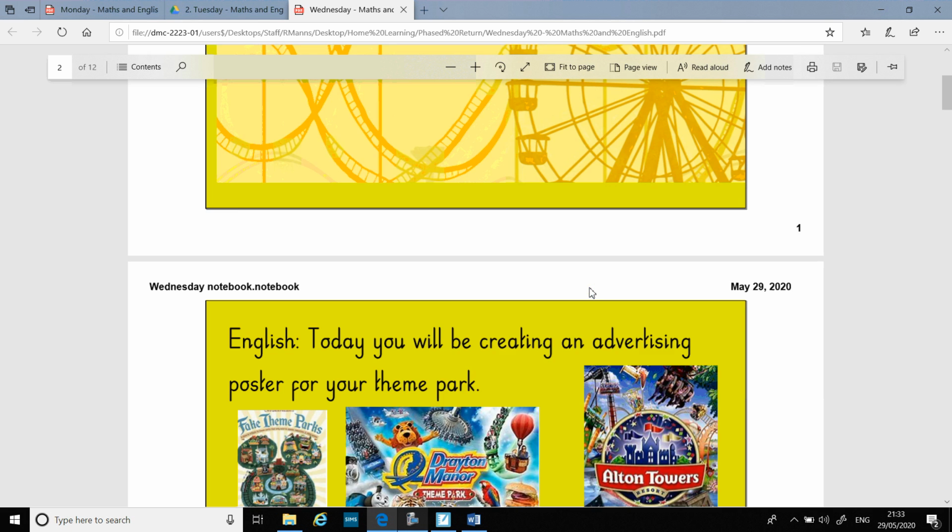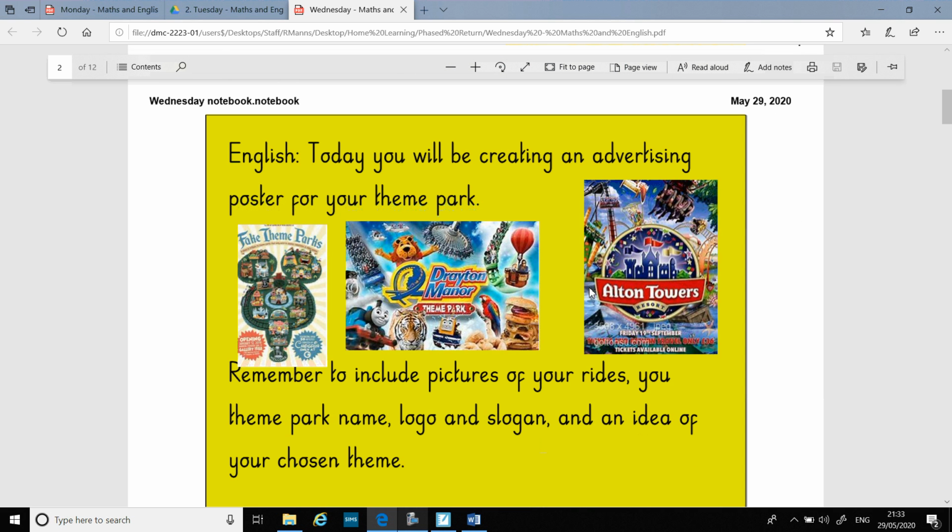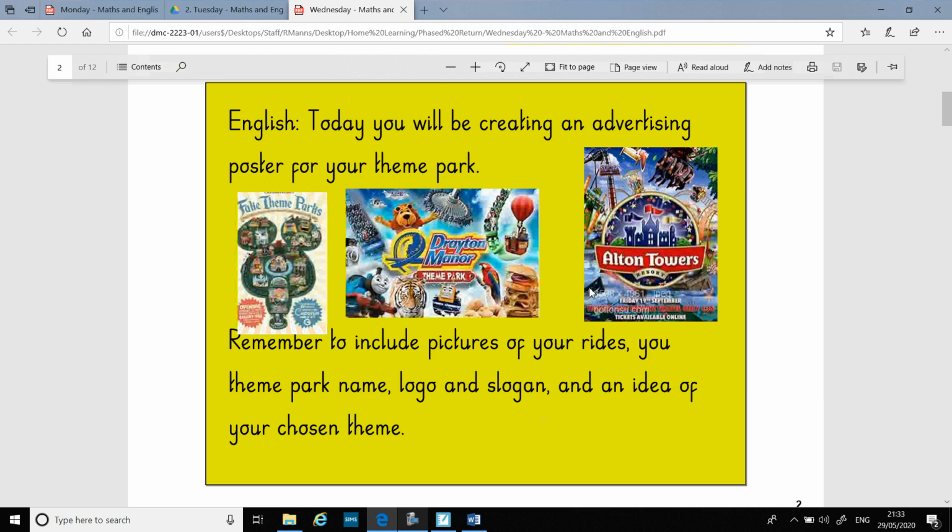Okay, so today, the English side, what I'd like you to do is create an advertising poster for your theme park. So a little bit of art here. Here's some examples from theme parks that you'll recognise: Drayton Manor, Alton Towers. We want you to try and create your own poster for your theme park.